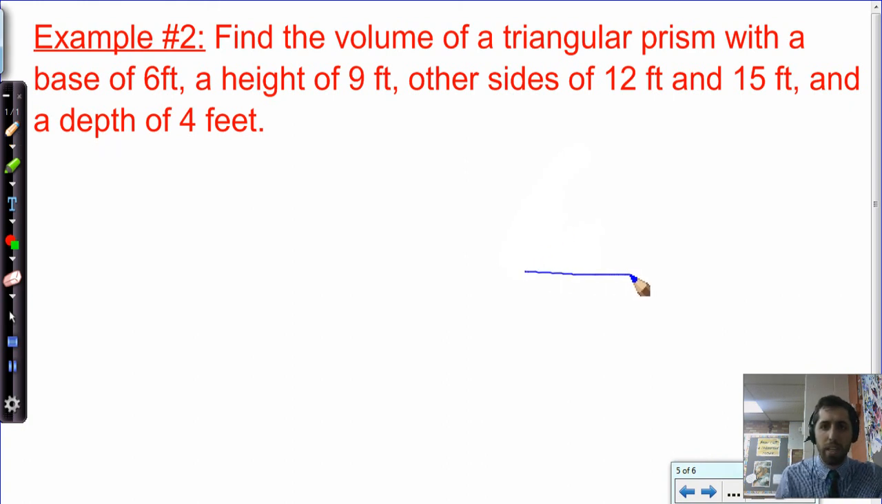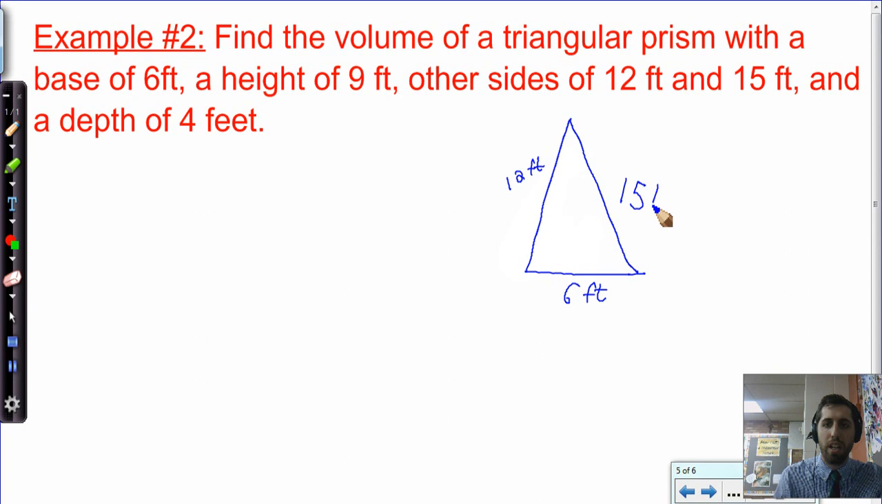So we got 6 feet. If that's 6 feet, then our one side is 12 feet. It should be longer, or it should be double the length. And that looks about double the length. So that'd be 12 feet. That would mean that would have to be our 15 feet. And then our height is 9 feet.